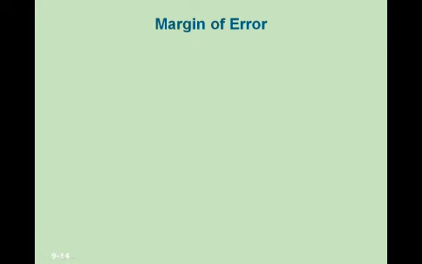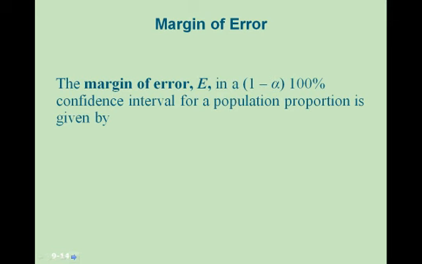And the value that we were adding and subtracting for our upper bound and lower bound is what we call the margin of error. It's given by the letter E. In our confidence interval for a population proportion, it is the equation that we saw added and subtracted to our point estimate.